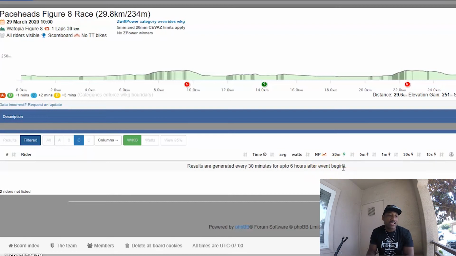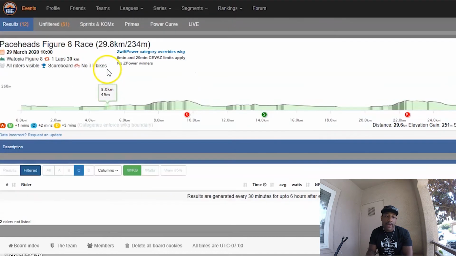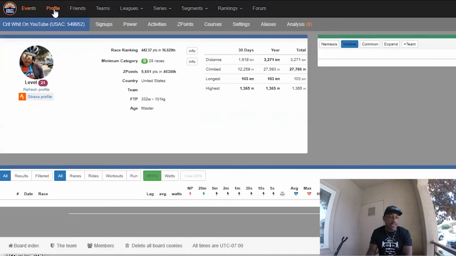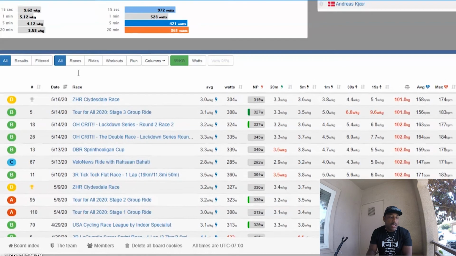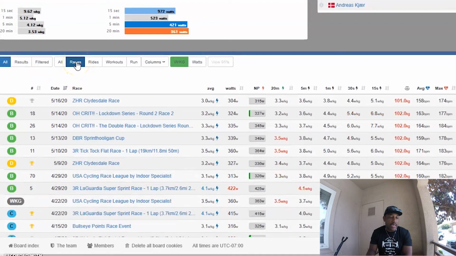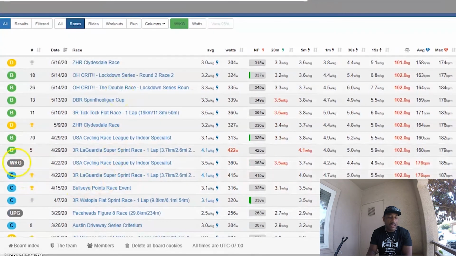All right, so let's go back to my profile. So scroll up to the top, click profile, and then we're going to go back down to the races. So let's click races. So you see the race right here, the pace hit, figure 8. One way of finding out how you did was you can look at your time. So let's click that.